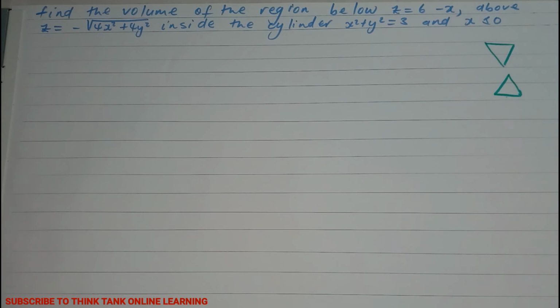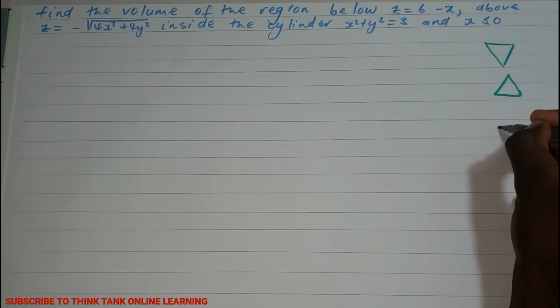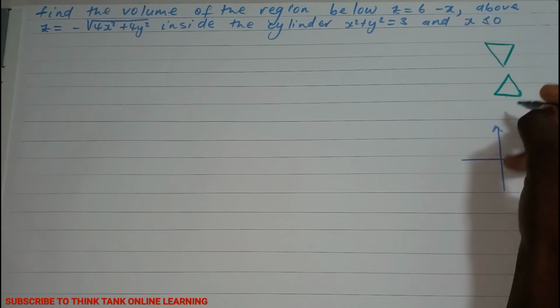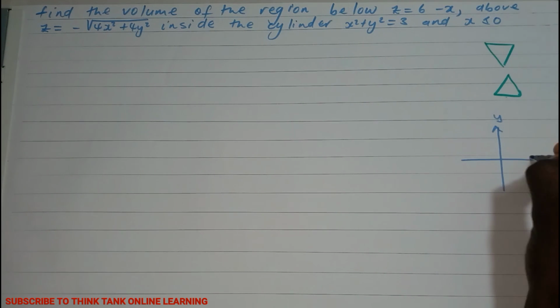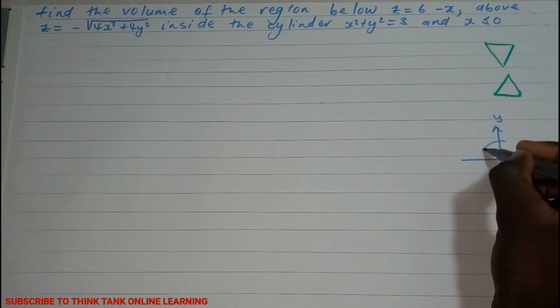You're given a condition, x is less than 0. So what we're going to do to find our limits is draw a circle here. This is the y-axis and this is the x-axis, and I'm going to draw a full circle here.